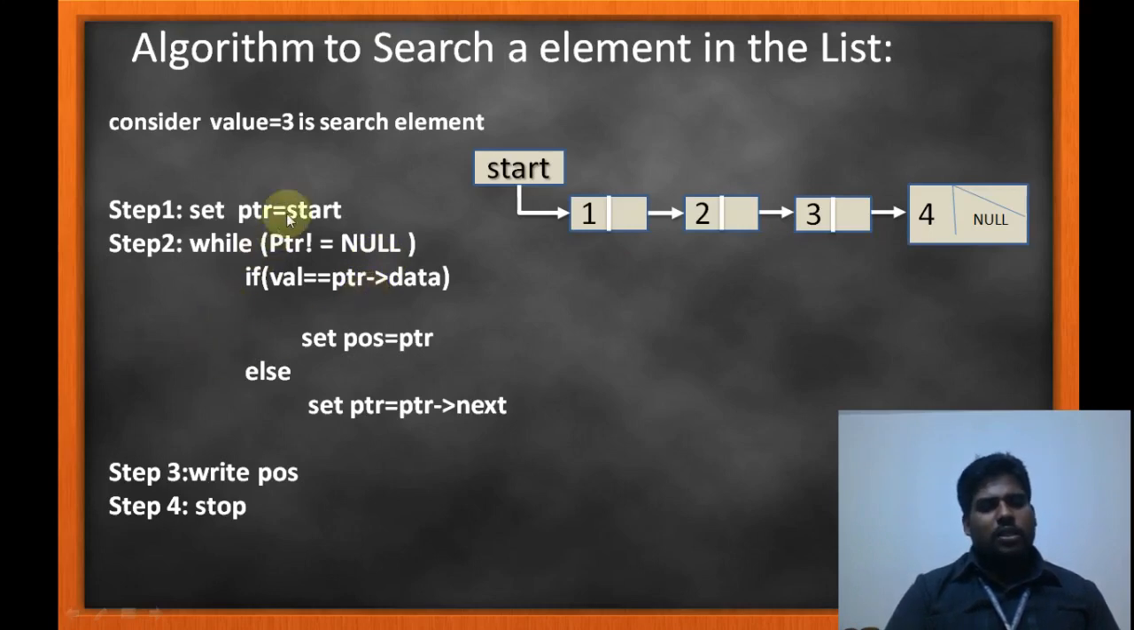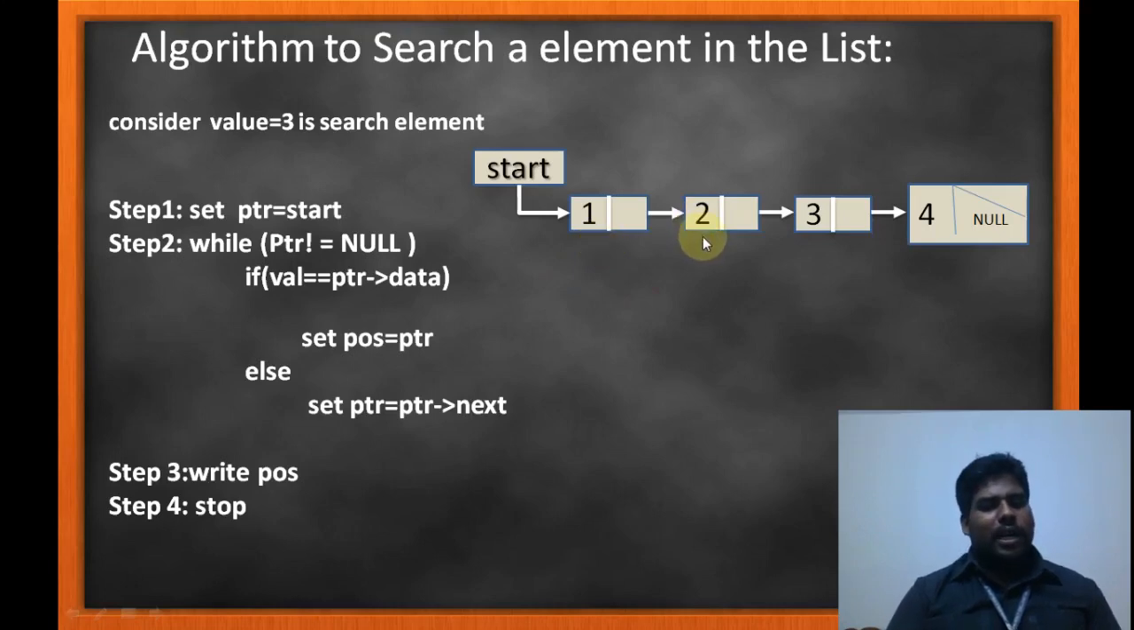If val, what's the val? Value is nothing but 3. Val equal to pointer dot data. For this pointer, what's the data? It's 1. So it's not matched. Condition false. So it will come to the else part. So pointer equal to pointer next, it will go here. Pointer dot next means this is the pointer, and the next means it will come here.